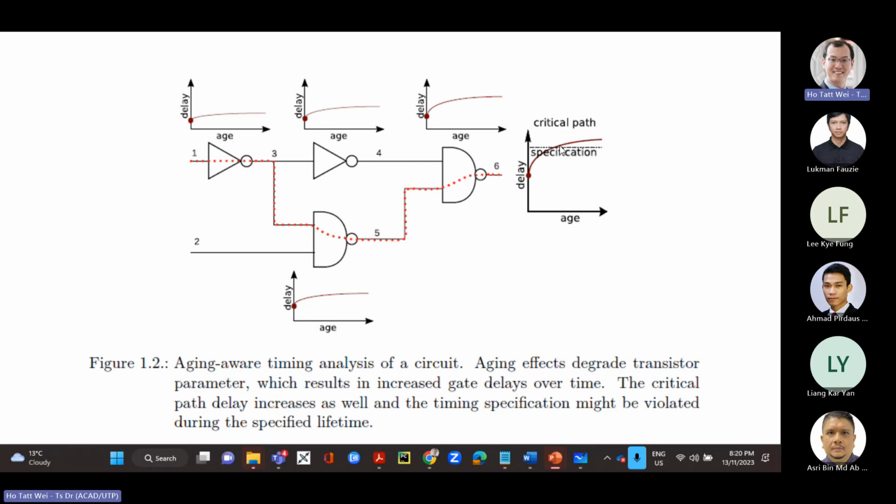And at some point, it might actually break the specification. So you start to see if your critical path delay starts to exceed the max delay, then your circuit will not be able to function properly anymore. Of course, I don't think it will exceed the hold time, because for hold time, the mean delay, you actually have to reduce the delay. But here, most likely it's the max delay. You actually have max delay violations and things like that. That's the thing that you have to watch out for.